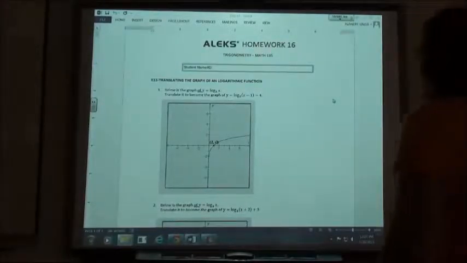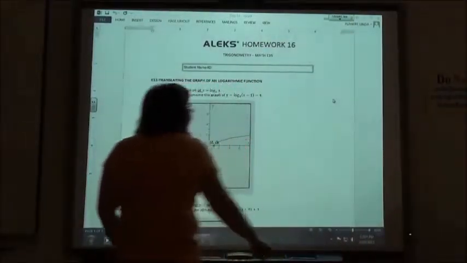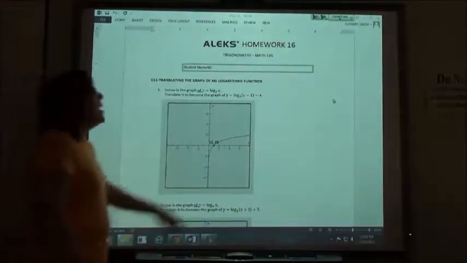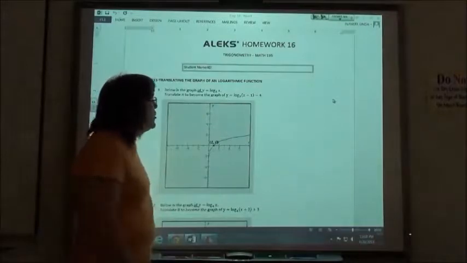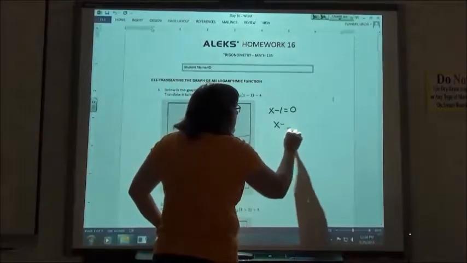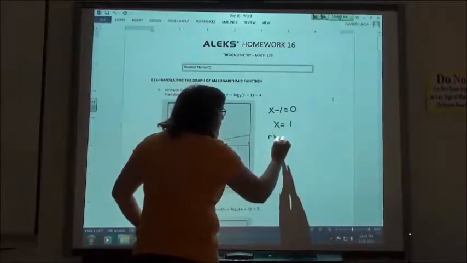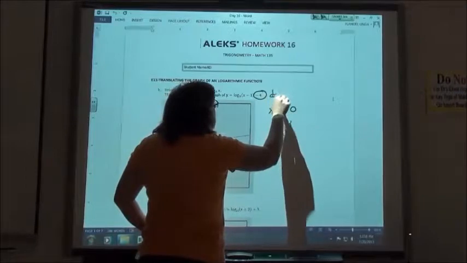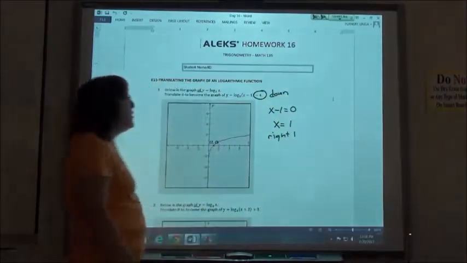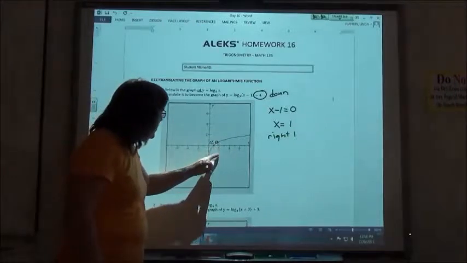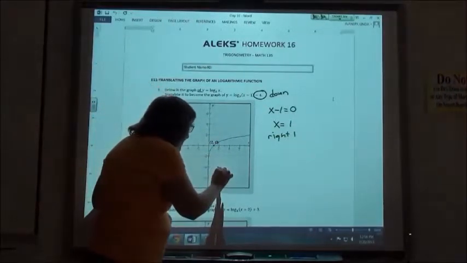Homework 16, again, is the translating thing just like we did before with an exponential function. Here we have a logarithmic function. If x minus 1 equals 0, then x is going to equal 1, so it's going to move to the right 1. And then we have the minus 4 on the end, so it's going to move down 4.